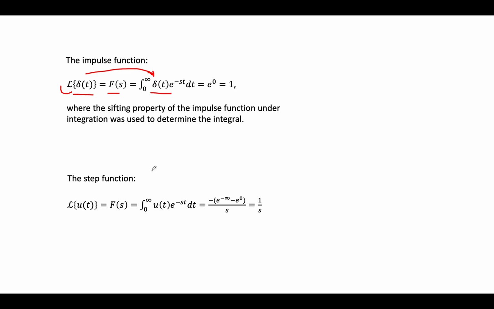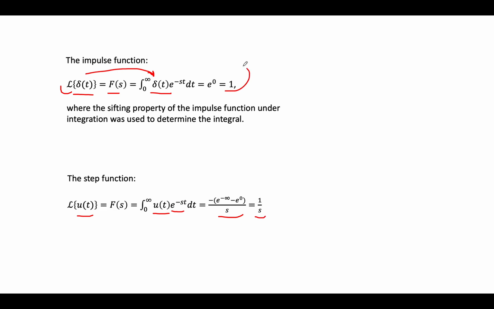The step function is another fairly simple function that we can take the transform of. We take the step function and plug it into the integral. The step function is equal to 1 from t equals 0 all the way to infinity. Because of our integral limits and the fact that the Laplace transform is single-sided, we can just replace u of t with 1, which means we're integrating e to the minus st from 0 to infinity. When you plug that in and evaluate through the limits, you get 1 over s.